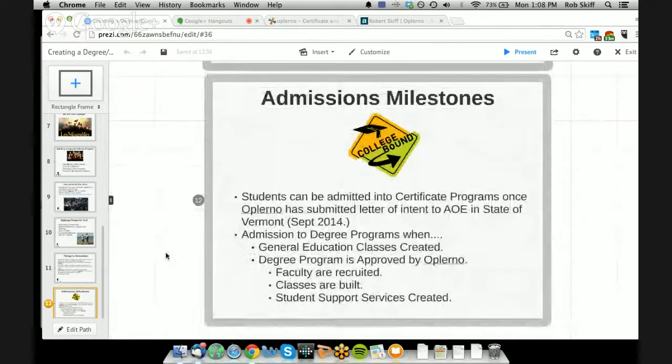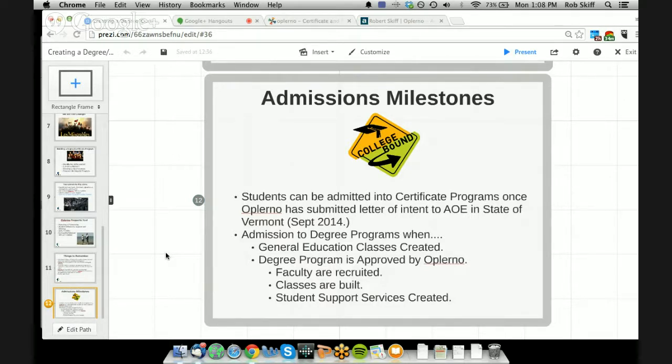So there are some milestones in terms of being able to do the certificate programs and do the degree program. I want to talk with you guys a little bit about that. Students can be admitted into a certificate program once Oplerno has submitted a letter of intent to the Agency of Education in the state of Vermont. We cannot grant the certificates until we have received degree or certificate granting authority. Students can be admitted to programs, okay?